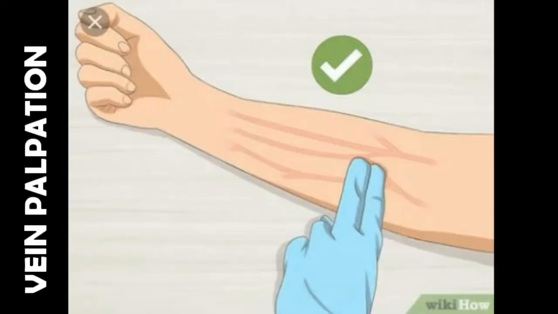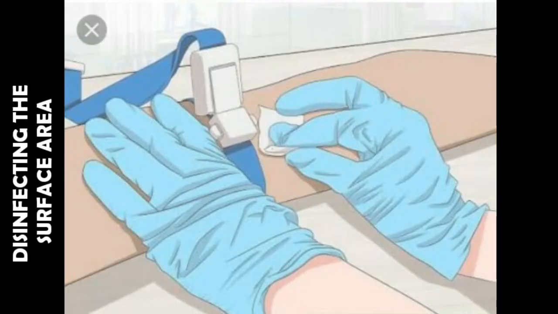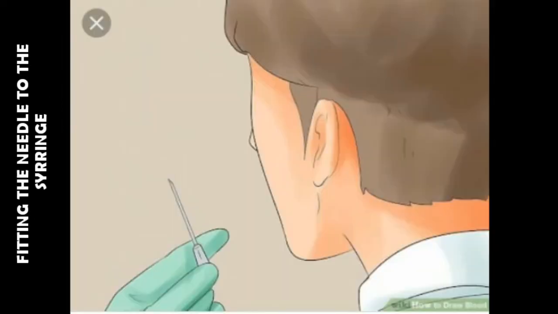After closing the fist, we are going to palpate the veins, to find where the veins are present on his arm. Mainly we are going to choose the median cubital vein. First we have to identify where that vein is present on the arm. After the vein palpation, we are going to disinfect the sample collection area before the sample collection process.